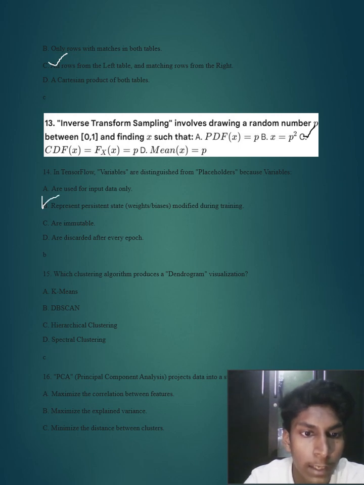Question number 15. Which clustering algorithm produces a dendrogram visualization? K-means, DBSCAN, hierarchical clustering, or spectral clustering. So the correct option is C, hierarchical clustering.